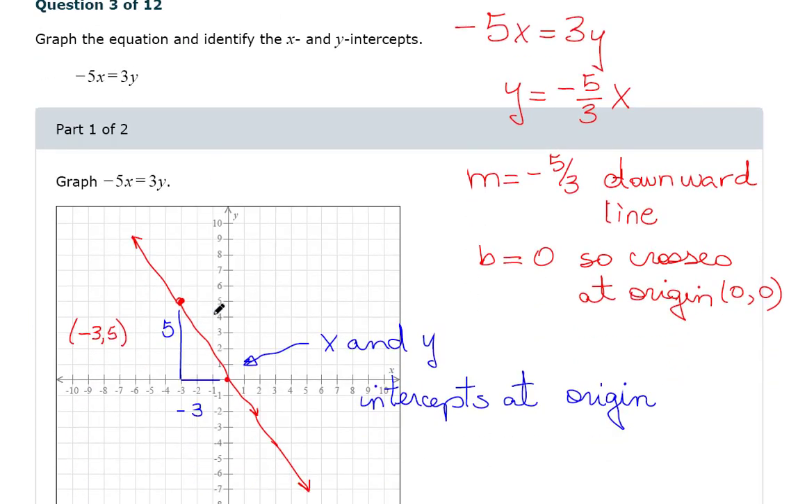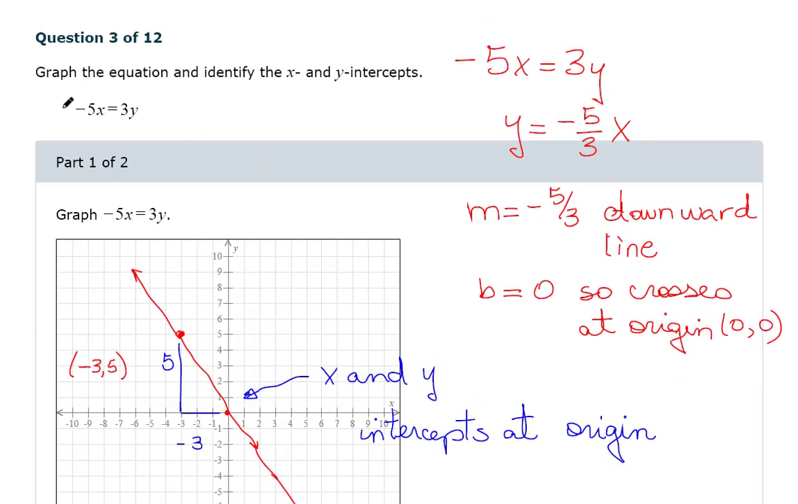Alright, what about question 3? Well, in question 3, we do have an x and a y. So that tells me my line is going up or down. So let's see, what if I divide both sides by 3 and I get y is minus 5/3 x? Well, the minus 5/3 says it's going down, and there's no number here on the end. There's nothing, so that says b is 0. So this line is going through the origin and it's going down.